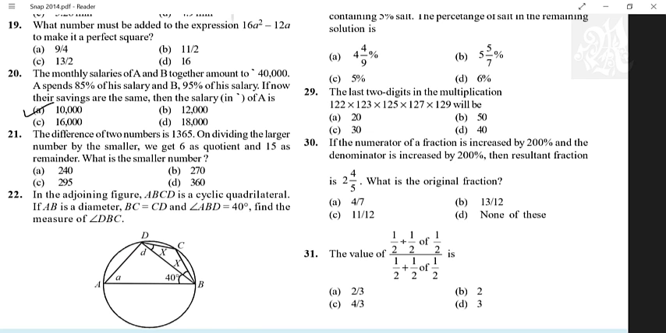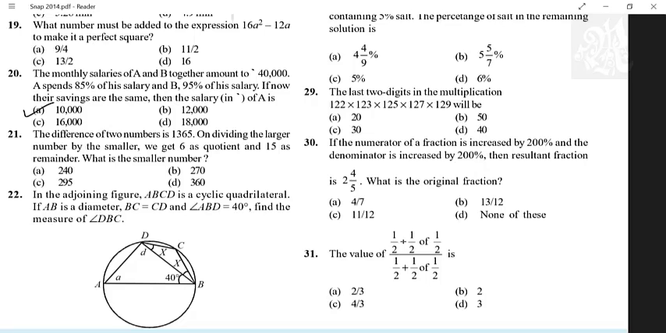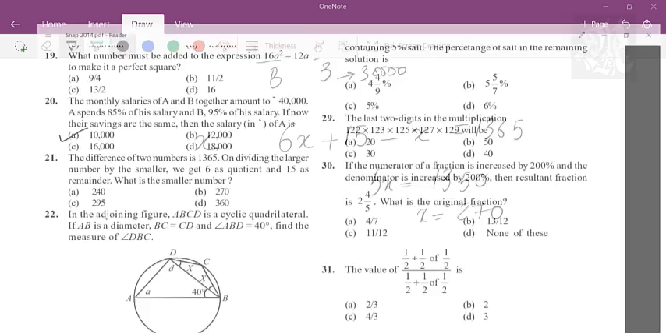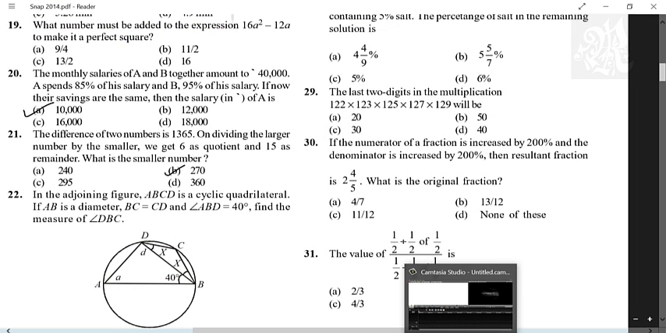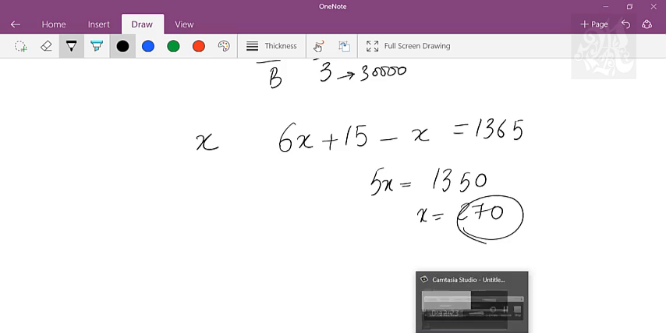The difference of two numbers is 1365. Dividing the larger by the smaller, we get 6 as quotient and 15 as remainder. So let's say the smaller is x, the larger will be 6x plus 15, and the difference between these two is given to you as 1365. So basically we have 5x is 1350, and x in that case will be 270, and that will be the answer, 270, the smaller number. If you want to find the larger, you could just multiply this by 6 and add 15 to it.